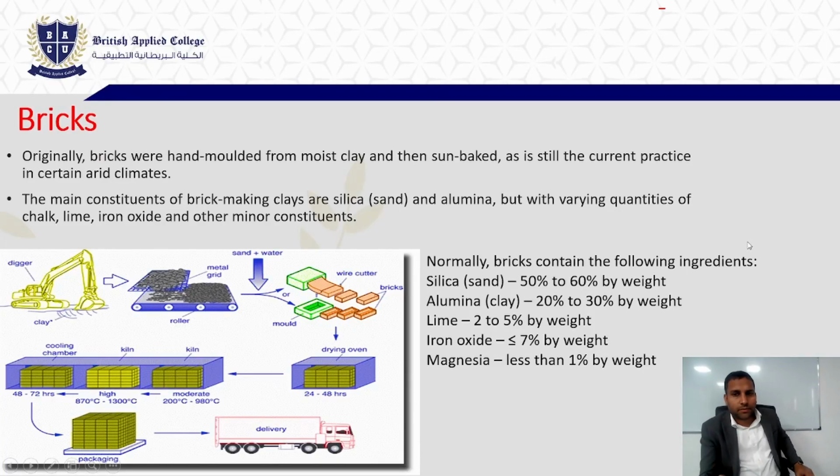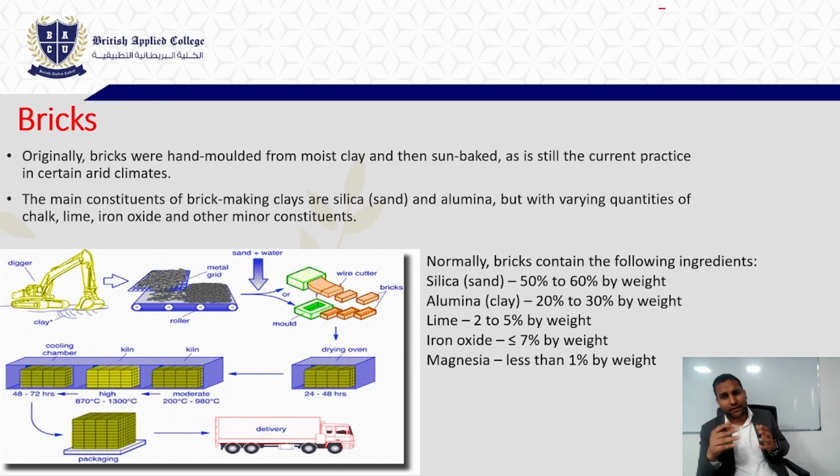So the next construction material which we'll study is brick. We have been using brick for a long time. It is an ancient material. Initially it was hand molded; we used to make it by hand, and for baking we used to keep it in the sun. So it was sun baked and hand molded.